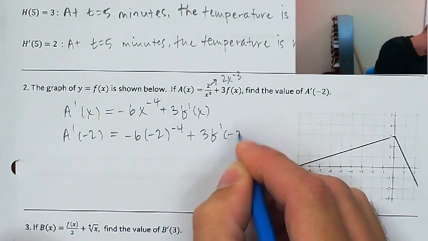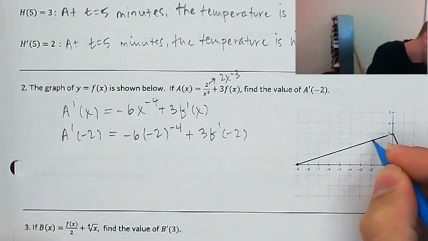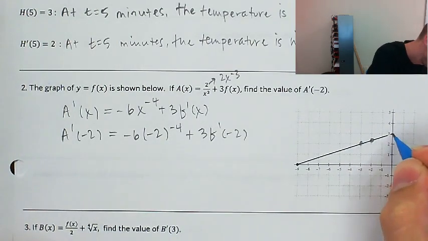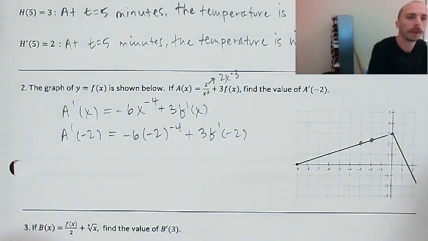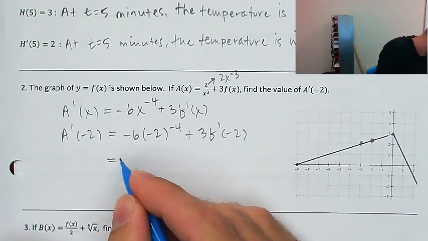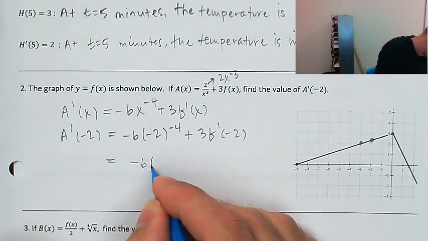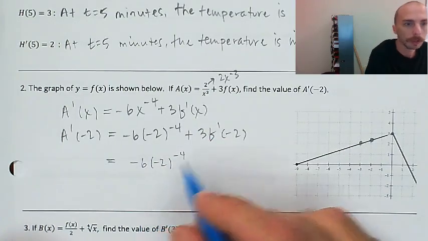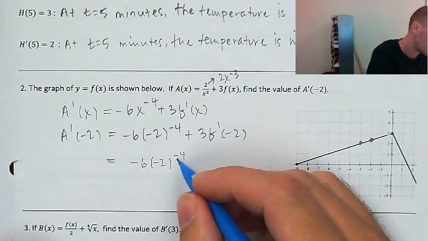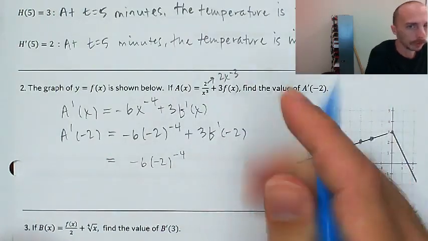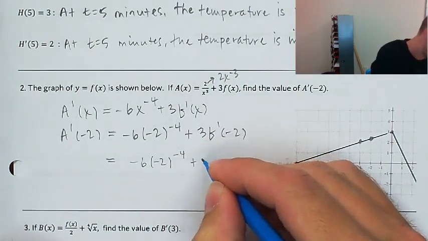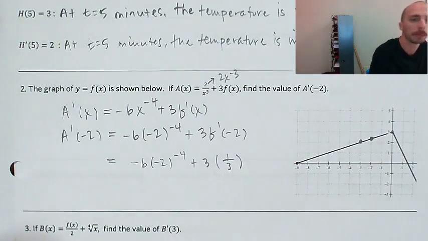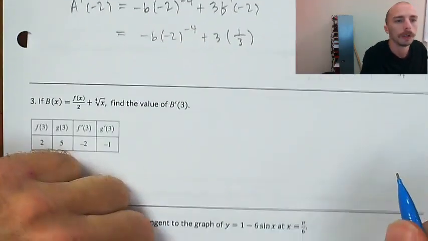And then I'll plug in x equals negative 2. And so f prime of negative 2, I need to go over here to negative 2. What's the slope here? I think it's going from here to there. That's going to be a slope of 1/3. Okay, so I've got negative 6 times negative 2 to the negative 4th. And we're best to just leave it that way, not turning it into a fraction. It's a number, it's good enough. 3 times f prime we determined was positive 1/3, and that'll be enough for us.